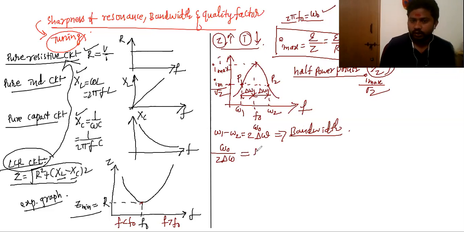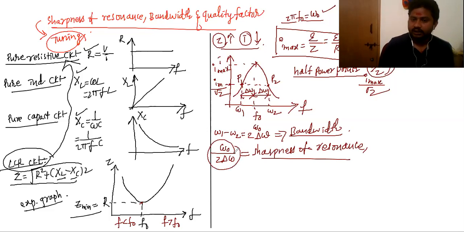Now omega naught divided by 2 delta omega is called the sharpness of resonance. This is omega naught by 2 delta omega. Clear? So what is sharpness of resonance? I'll tell you. See here, when delta omega, or this bandwidth, is less, the sharpness is more.